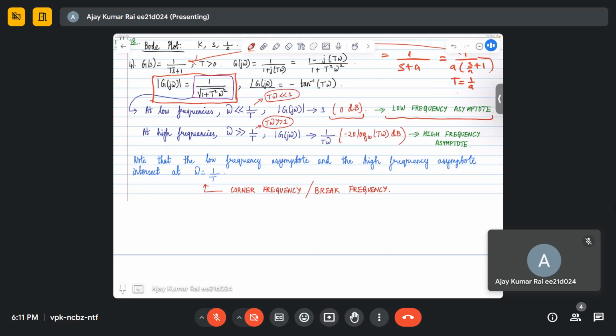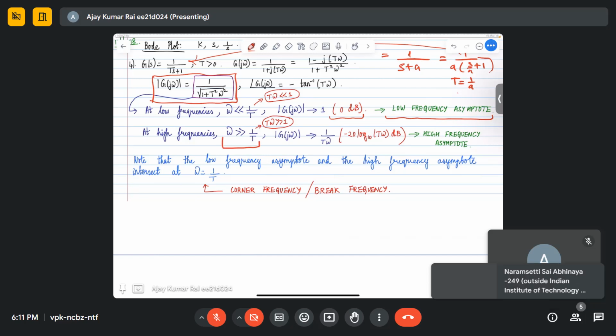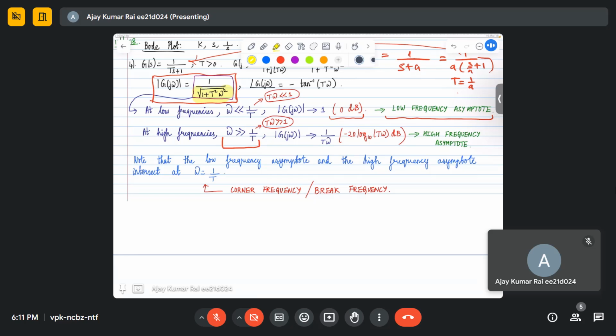Correspondingly, for the higher frequency range, what we are assuming is that omega is much greater than 1 by T. That means T omega is much greater than 1, so the 1 can be neglected. So it will be 1 by root of T square omega square. That is written here. If you take the log, you will get this value. So this is the high frequency asymptote.